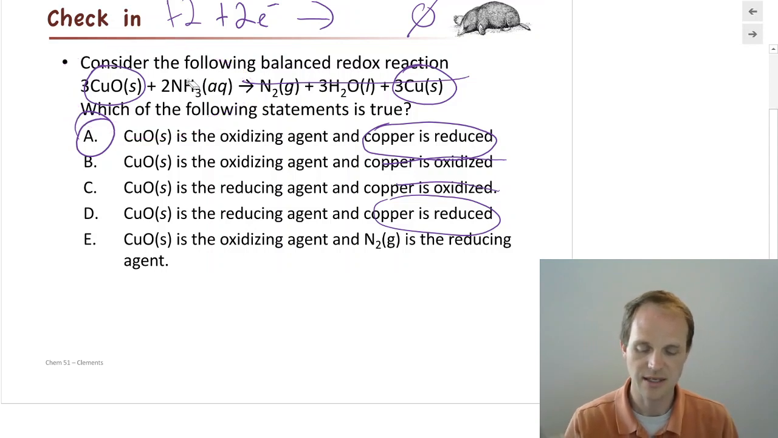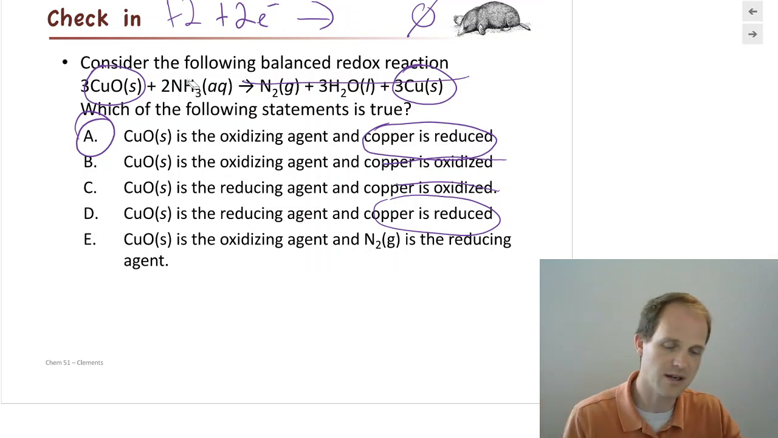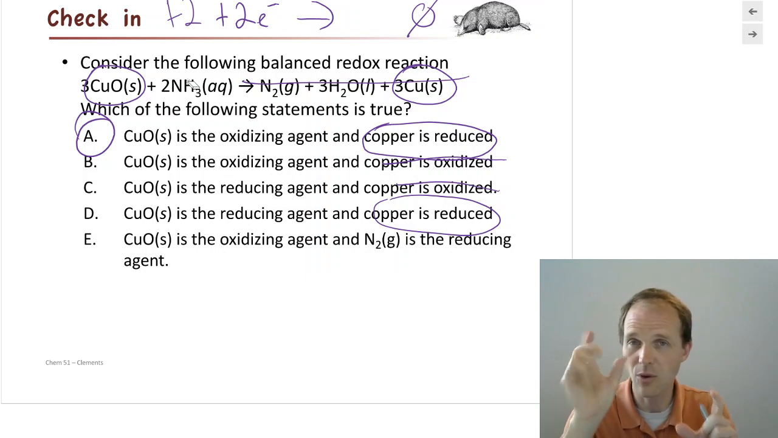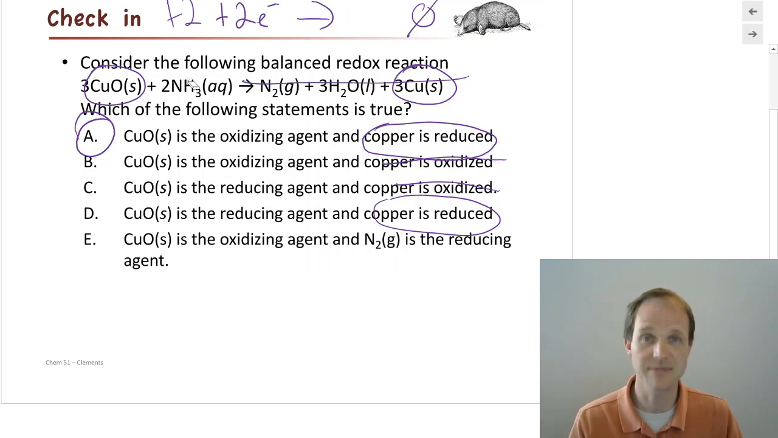Copper 2 oxide is the oxidizing agent, and copper is reduced. Funny, because in one I talked about copper 2 oxide, and in one I talked about copper. I kind of did that on purpose because there's a lot of complexity to the language here. You just have to be aware that people can talk about the whole thing or they can talk about parts of it, and sometimes they'll use both in the same sentence. But as long as we know what's oxidized and what's reduced, we can figure out the language as we go.